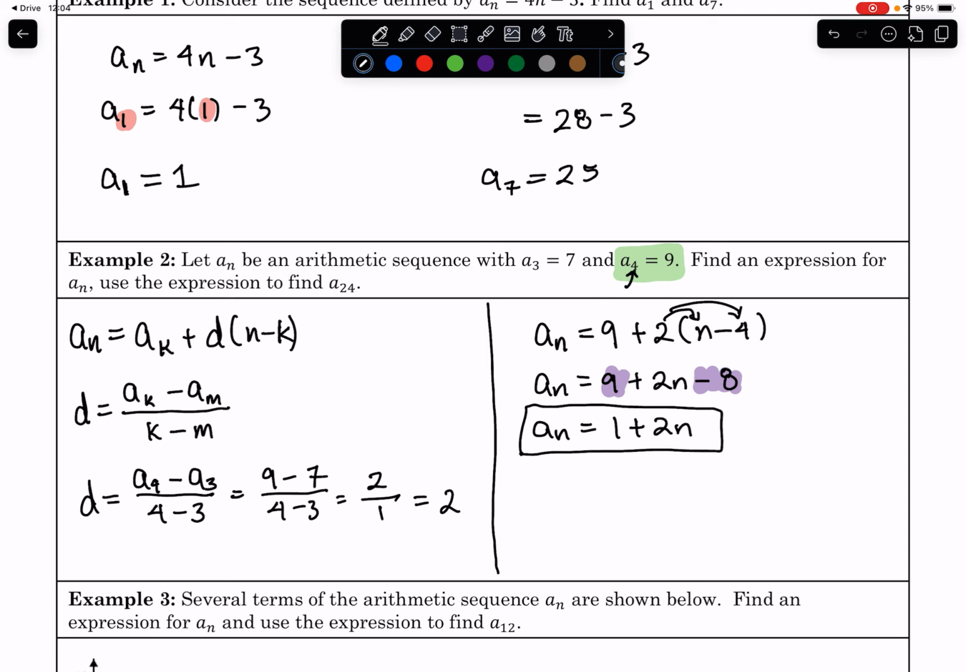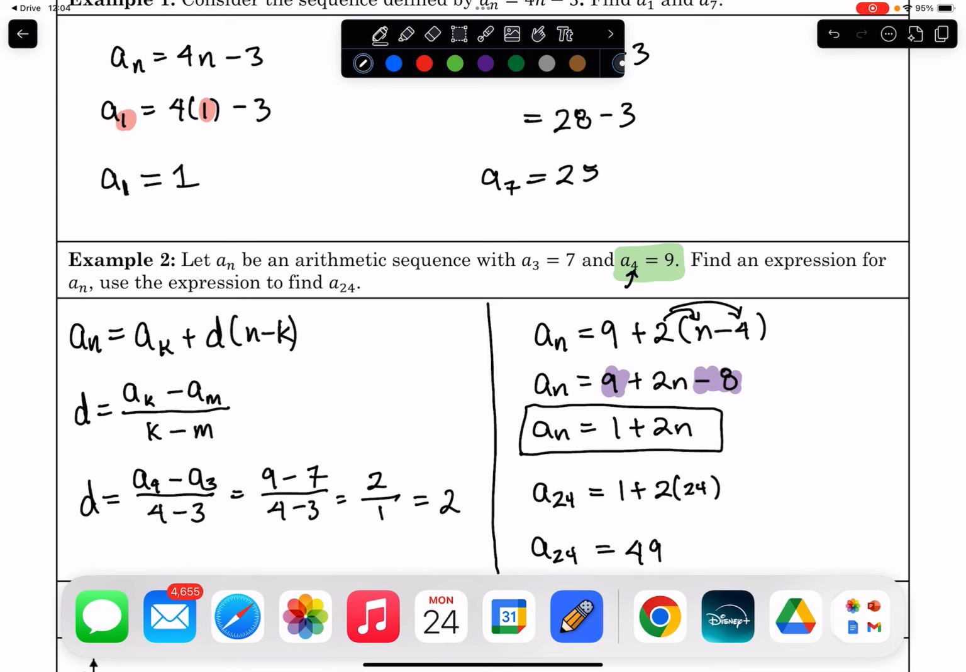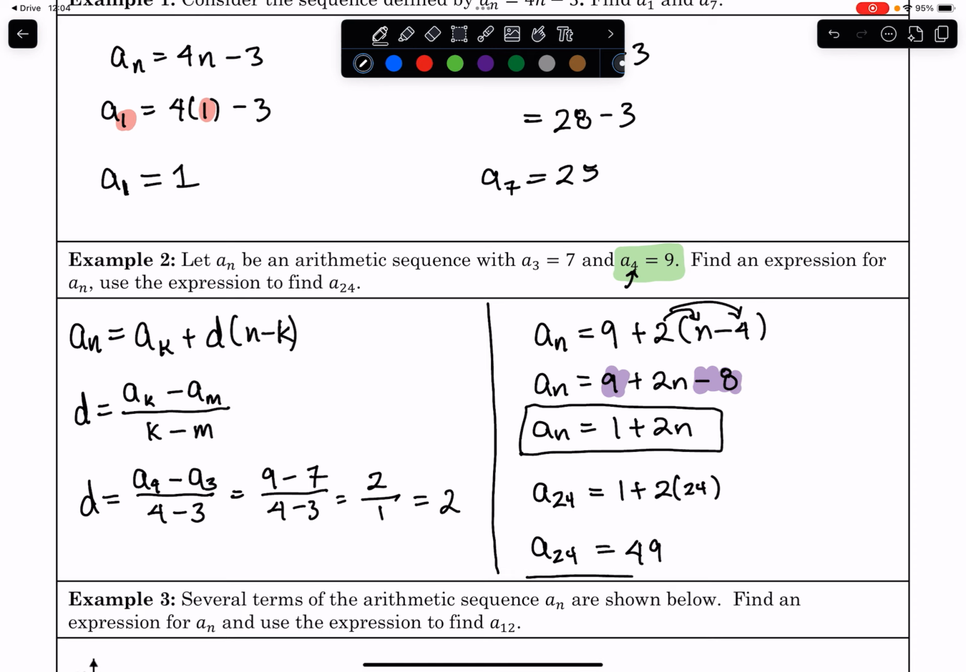So if I want to figure out a of 24, now that I know the expression for the sequence, I just simply have to replace the n with the number 24. Well, 24 times 2, that's a total of 48, plus 1, that's going to be 49. So this is the value of a sub 24, I'm sorry, a sub 24 equals 49.